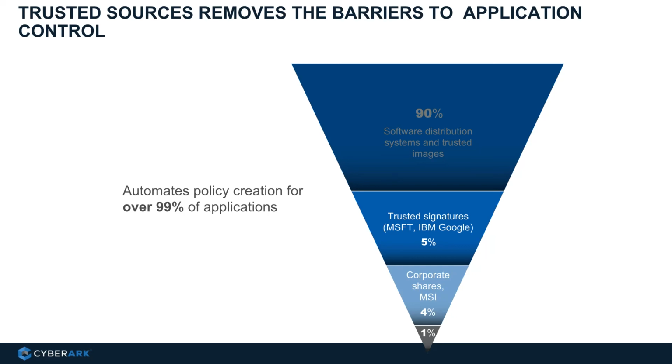Beyond that, of course, we can look at digital signatures on the application itself. And then finally, what we're going to be left with will be just a few different things that we need to make manual decisions on. But generally, what we'll see is the vast majority, over 99% of your applications, are going to be handled by our more automated policy creation activities.